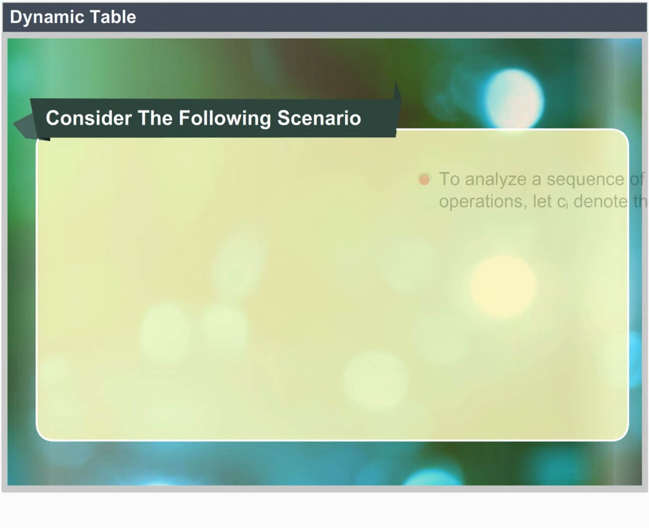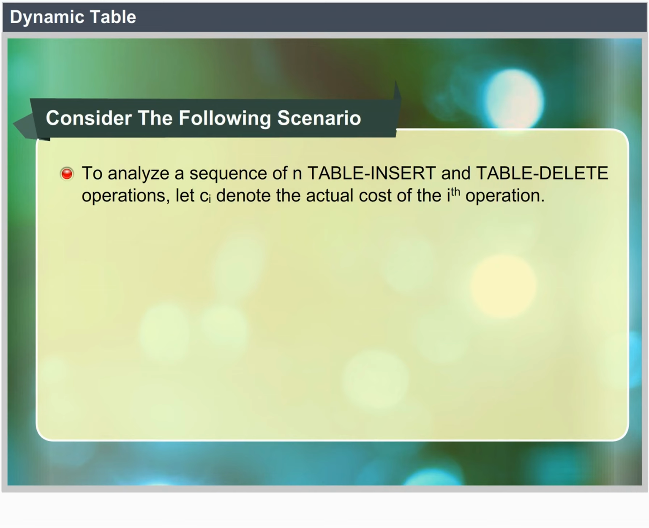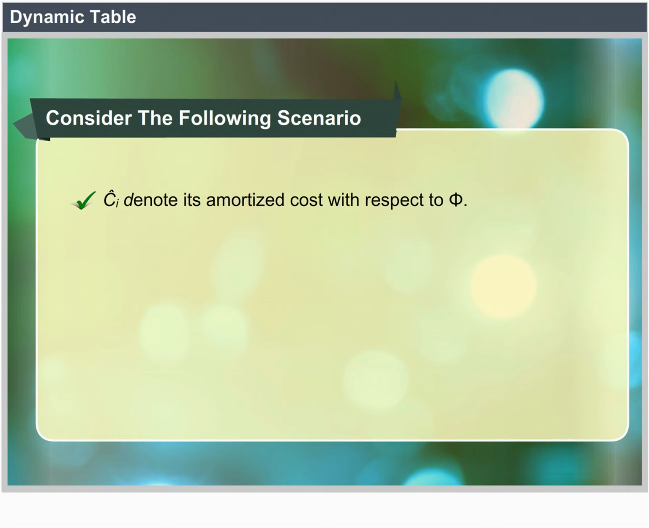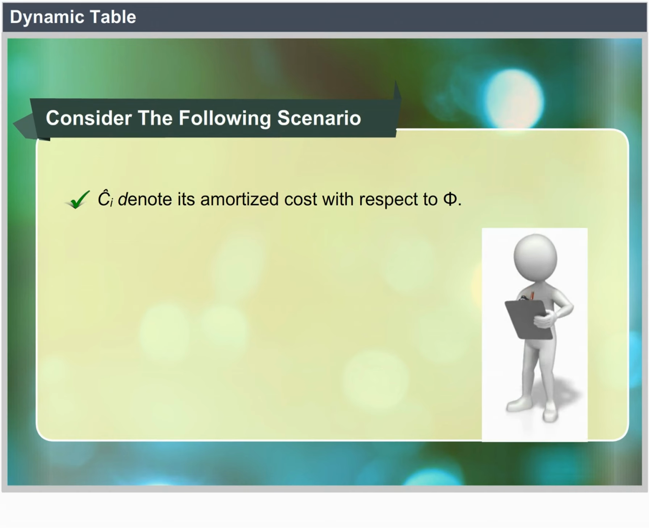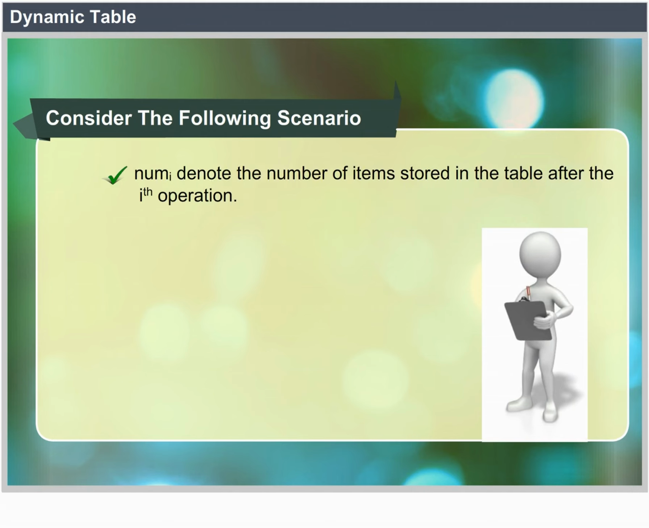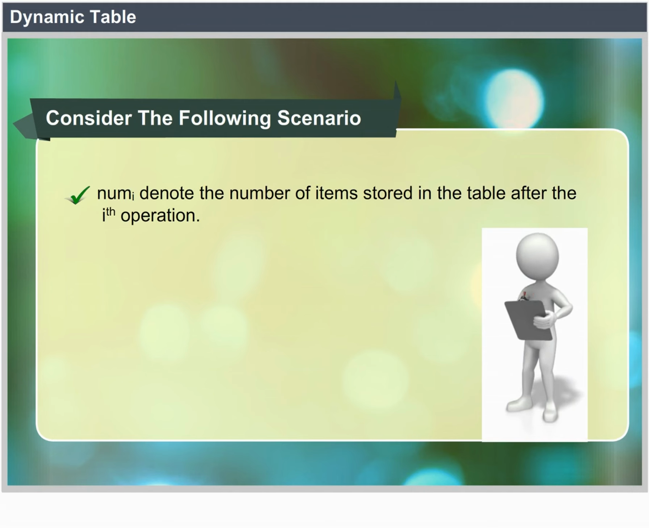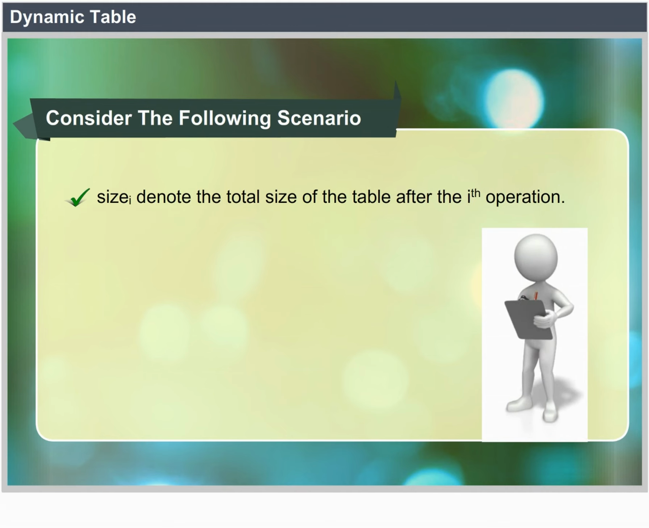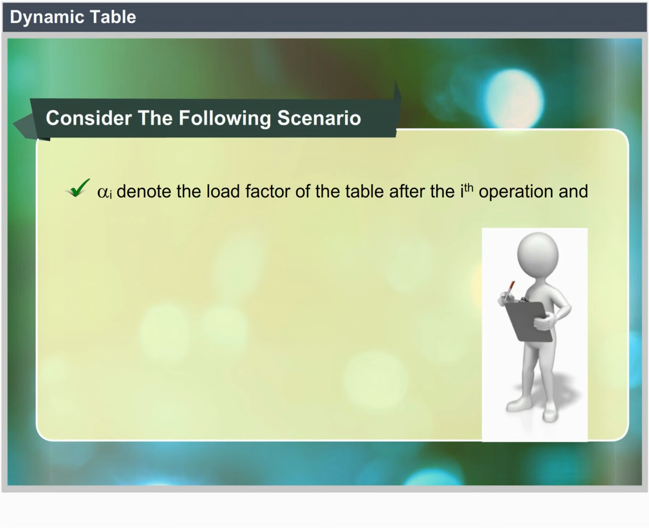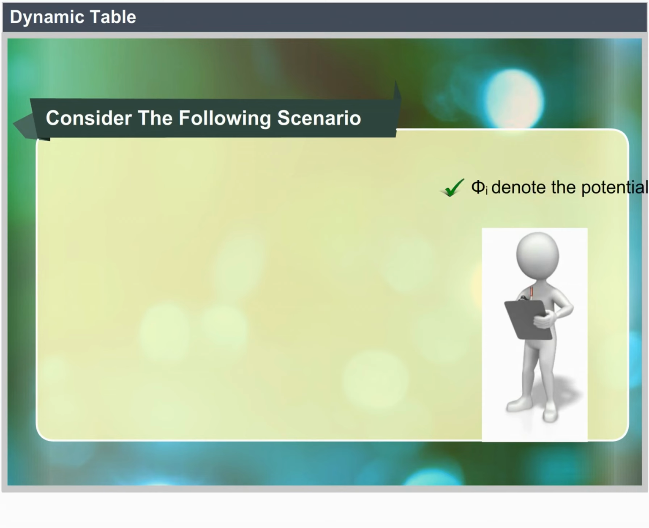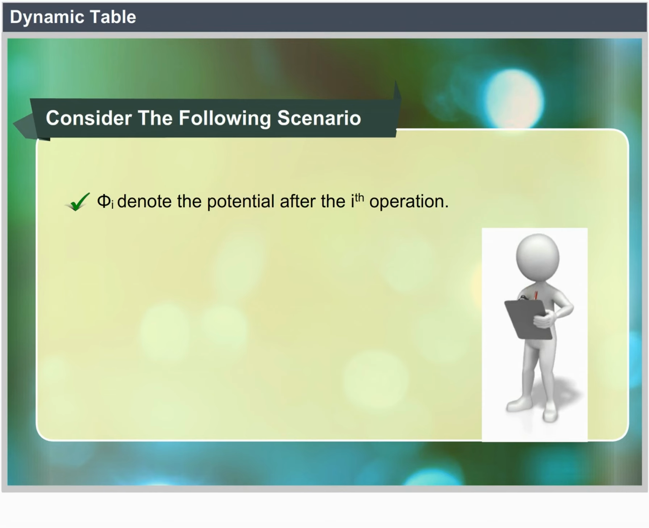To analyze a sequence of n table insert and n table delete operations, let c_i denote the actual cost of the ith operation, and ĉ_i denote its amortized cost with respect to phi. Let num_i denote the number of items stored in the table after the ith operation, size_i denote the total size of the table after the ith operation, alpha_i denote the load factor of the table after the ith operation, and phi_i denote the potential after the ith operation.